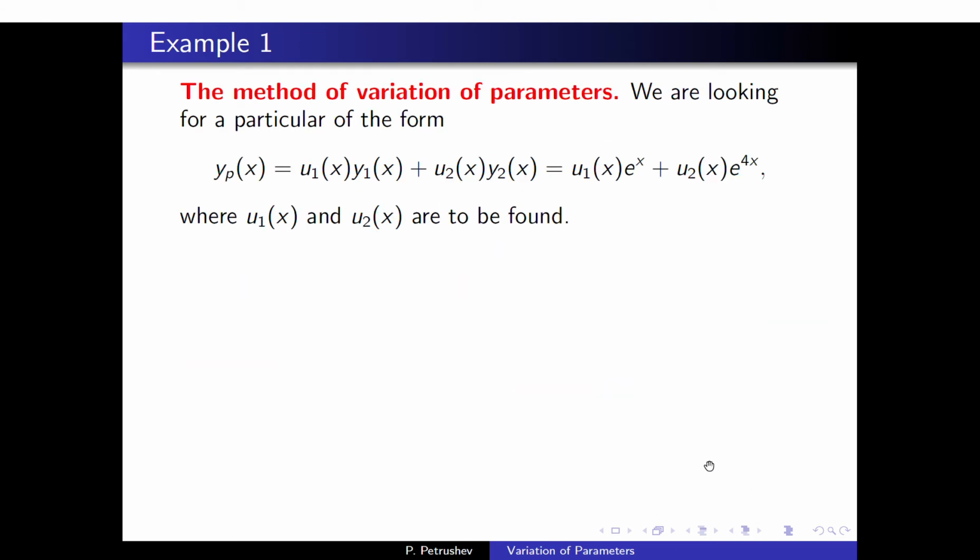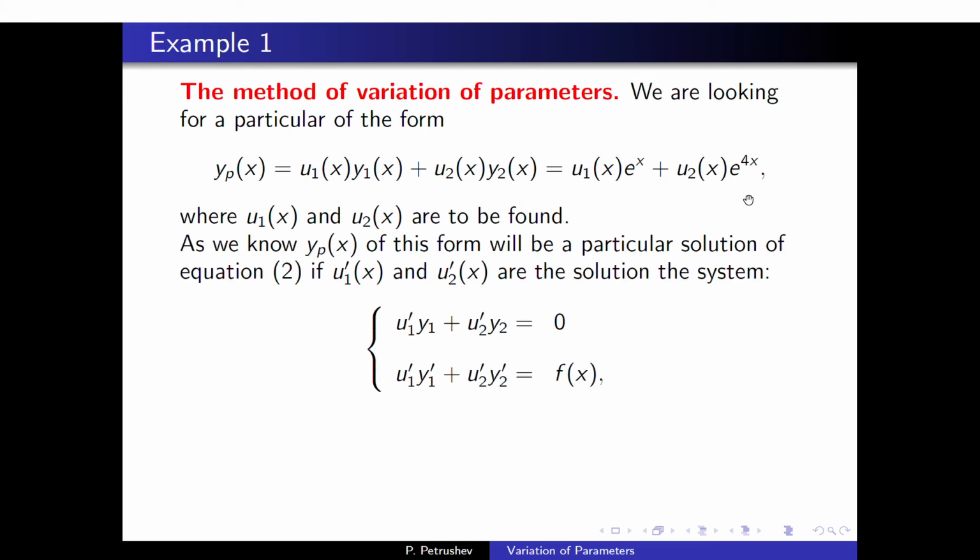Now I'm going to apply the method of variation of parameters. We are looking for a solution of this form, which looks like this in the particular case that we consider now. yp of this form is going to be a particular solution of the non-homogeneous equation if u1 prime and u2 prime are the solution of this system, which looks like this in the particular case that we consider.